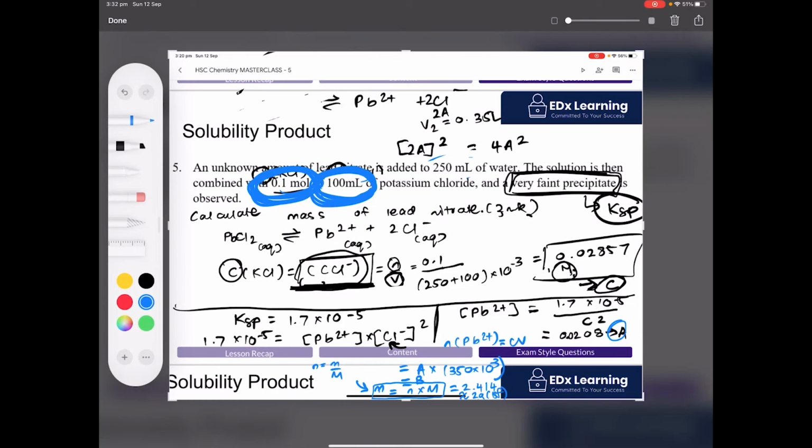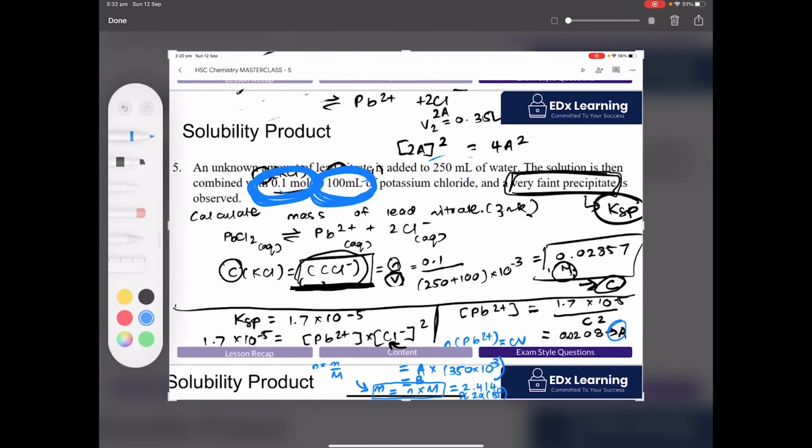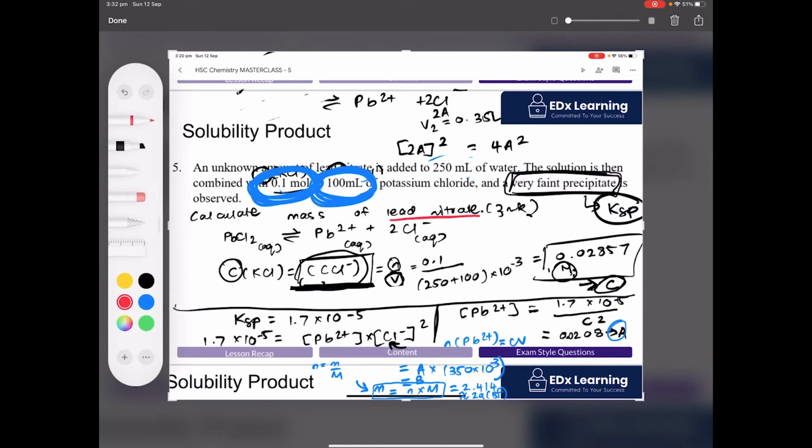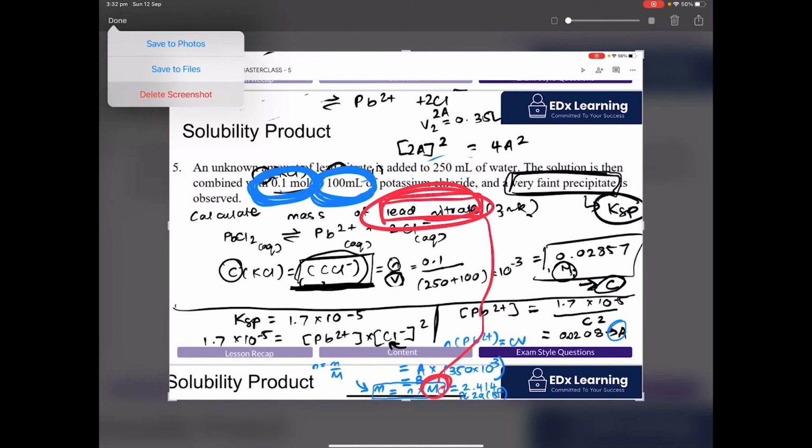Mila, did you use molar mass of just lead or molar mass of lead nitrate? Because the question is calculate the mass of lead nitrate. Oh, okay, yeah. I did molar mass of lead. Every time you make a silly mistake, you should get a red pen out, circle it, and highlight it so you don't make it again. Good. So just make sure you use the molar mass of the entire compound.